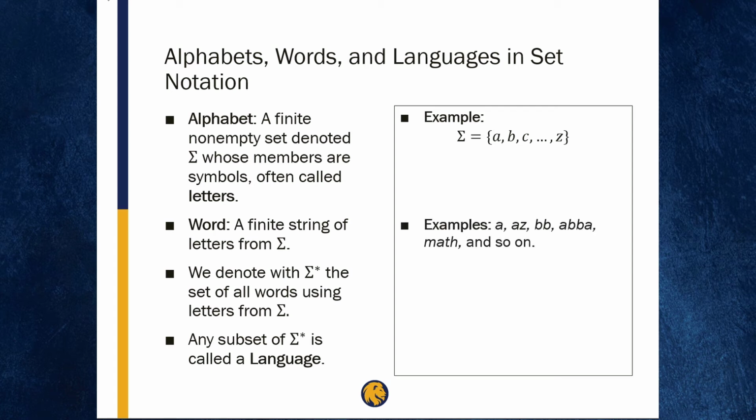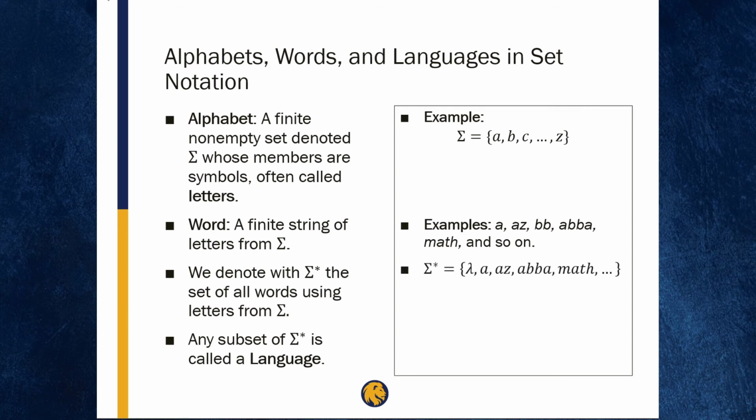An example of words would be putting any letters, any number of letters, as long as it's finite, from A to Z together. So even just A, that would be a word. Even AZ, BB, ABBA, kind of nonsense words that don't really make too much sense, or words that do make sense, like math. Those would be examples of words constructed from the alphabet set.